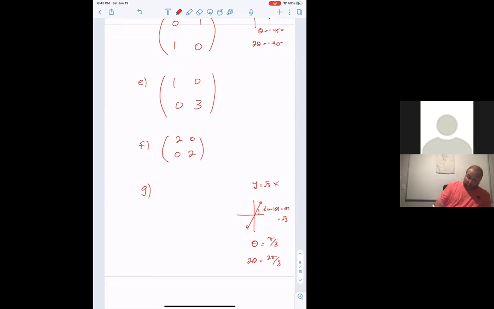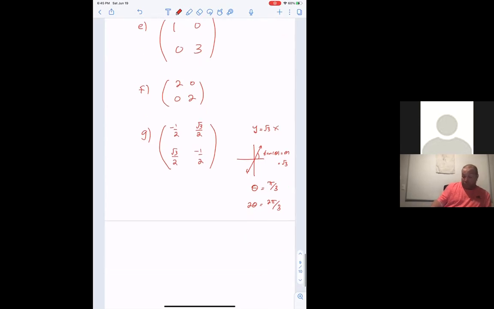And now I want a reflection, so I go to my reflection matrix. Cosine of 2 pi/3 is -1/2. Sine of 2 pi/3 is positive √3/2. Sine of 2 theta again is positive √3/2, and negative cosine of 2 theta is 1/2. And we're done with question number 1.